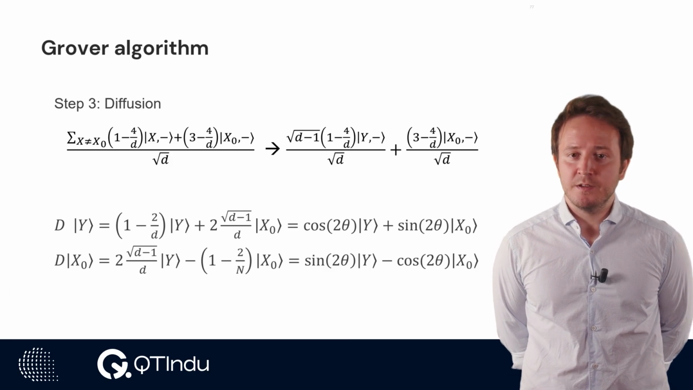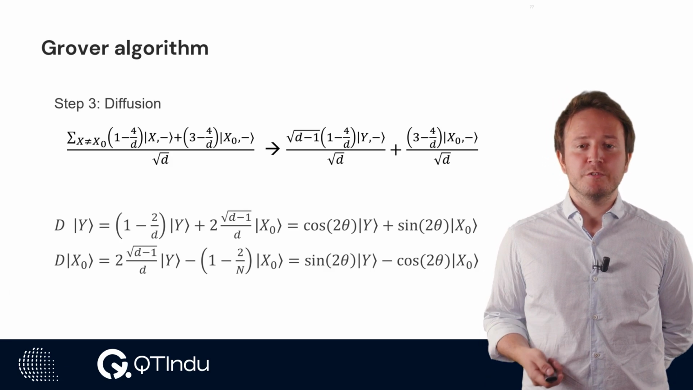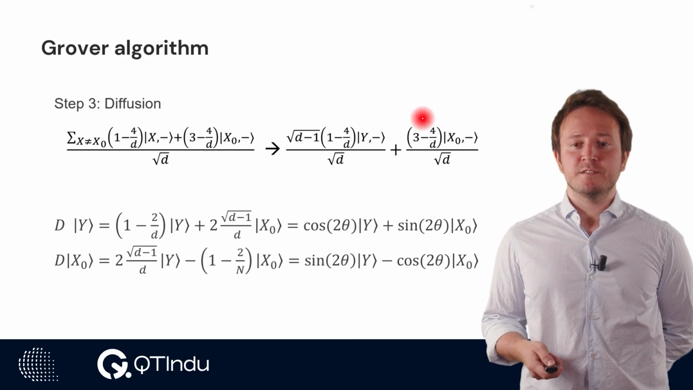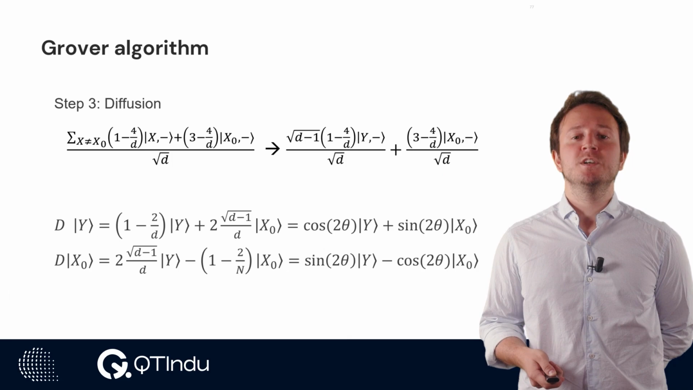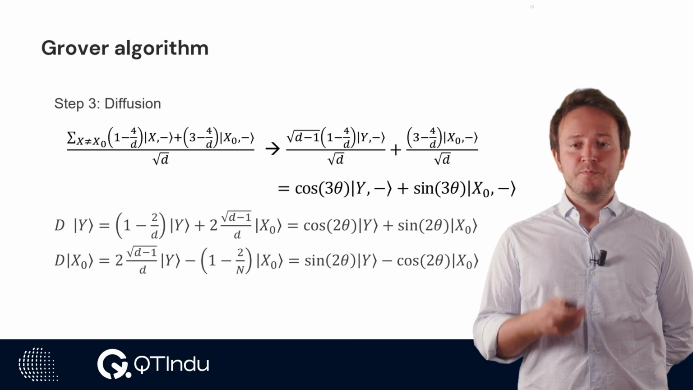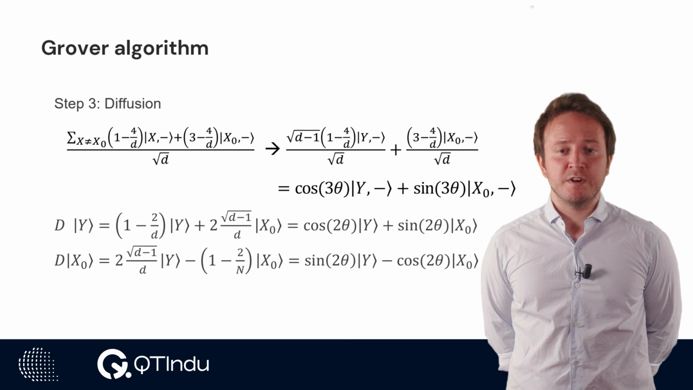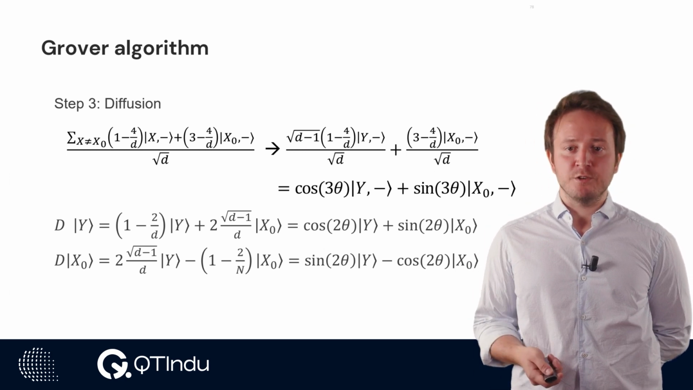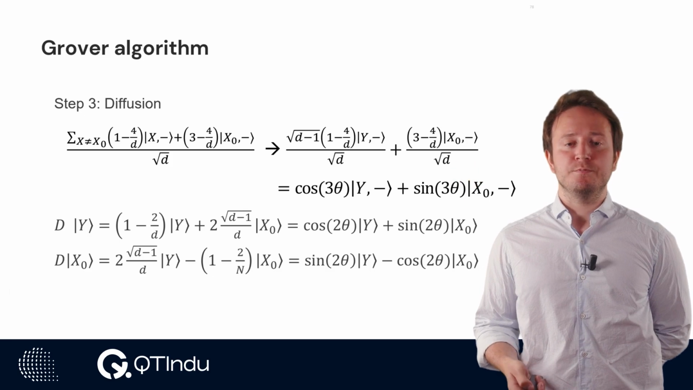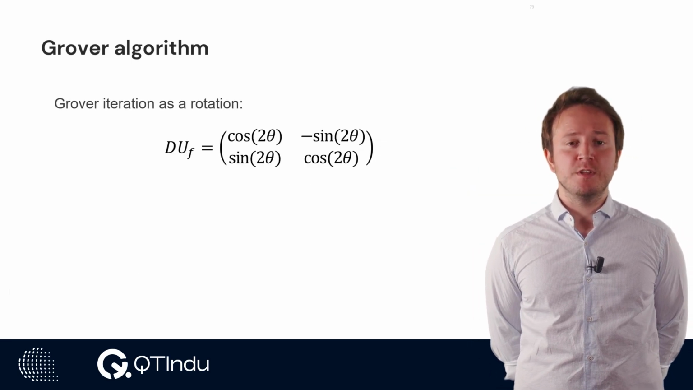Now, with this in mind, we can also try to rewrite the output state of the diffusion operation at this stage in terms of the angle theta. And it turns out that this can be rewritten very simply as a cosine of 3 theta y plus a sine of 3 theta x0. So we can interpret the Grover iteration as a rotation.